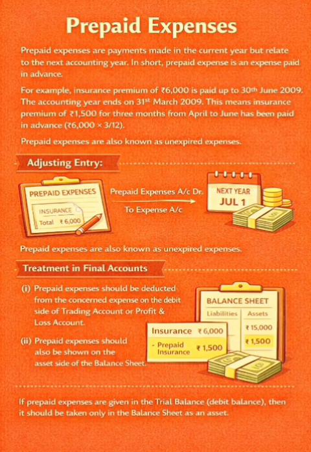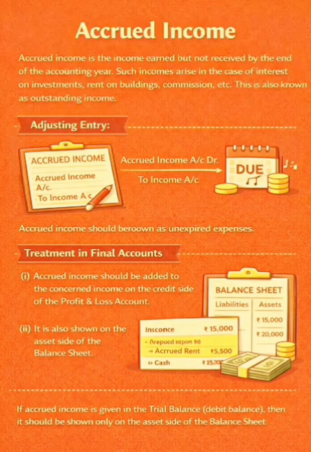Adjusting entry. Prepaid expenses account debit to expense account. Treatment in final accounts. 1. Prepaid expenses should be deducted from the concerned expense on the debit side of trading account or profit and loss account. 2. Prepaid expenses should also be shown on the asset side of the balance sheet. If prepaid expenses are given in the trial balance, debit balance, then it should be shown only on the asset side of the balance sheet.